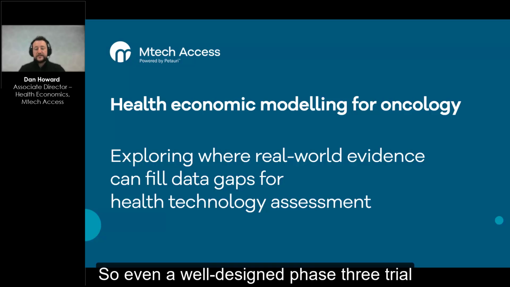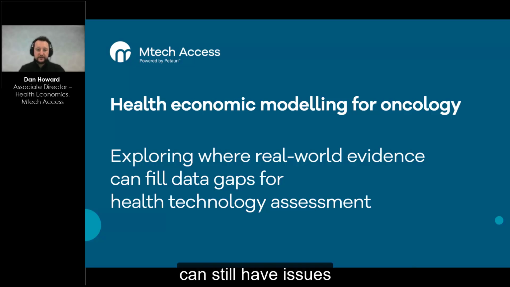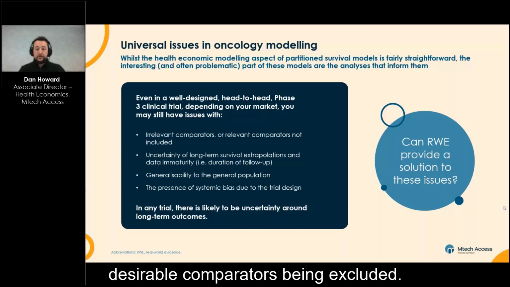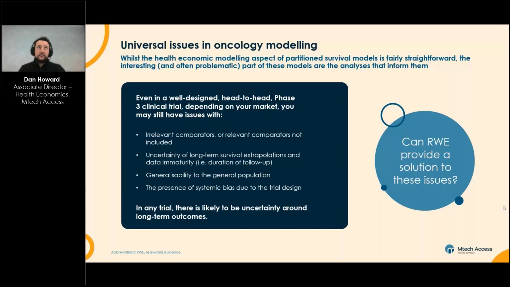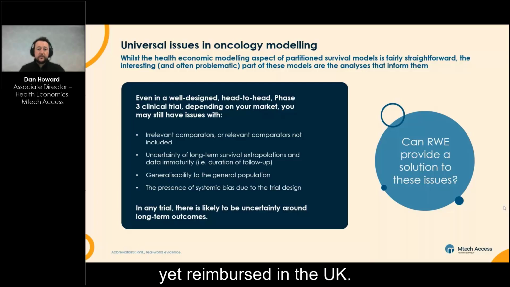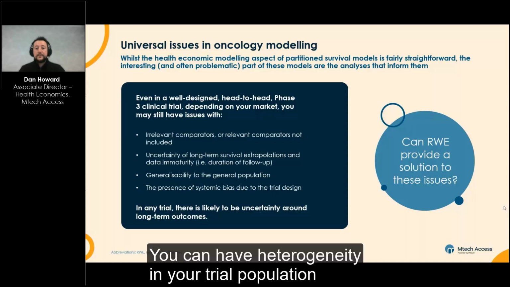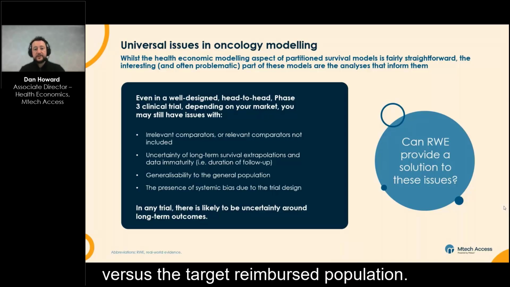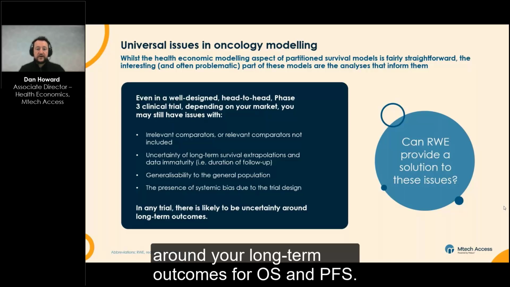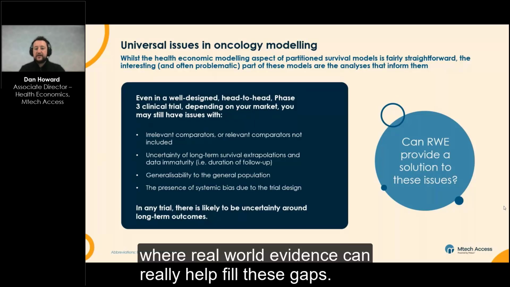So even a well-designed phase 3 trial can still have issues, like the wrong comparators being included, or desirable comparators being excluded. For example, if you submit to NICE using an American trial, you might have comparators which aren't yet reimbursed in the UK. You can have heterogeneity in your trial population versus the target reimbursed population, and you'll almost always have uncertainty around your long-term outcomes for OS and PFS. And this is an area where real-world evidence can really help fill these gaps.